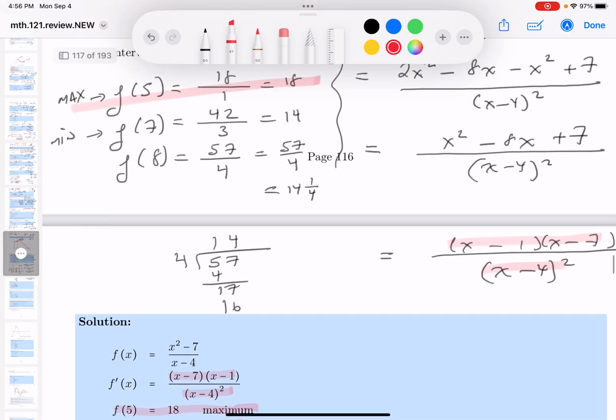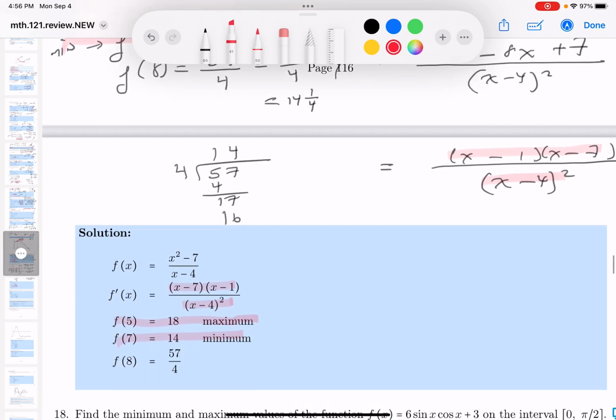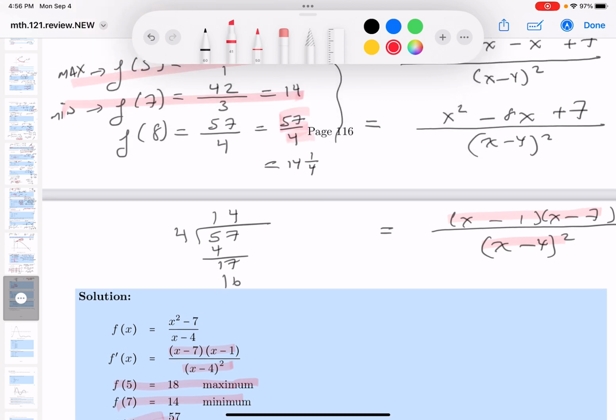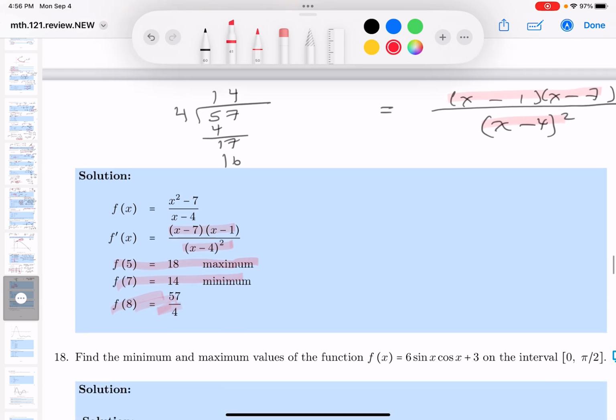Did I get the minimum? Let me see if I did that. Yep, the minimum occurs at 7 and it's 14. And I also computed f of 8 for you, and that's 57/4. And that's going to be 14 and 1/4. Again, 14 times 4 is 56. 56 plus 1 is 57. Works out pretty good. Thank you.